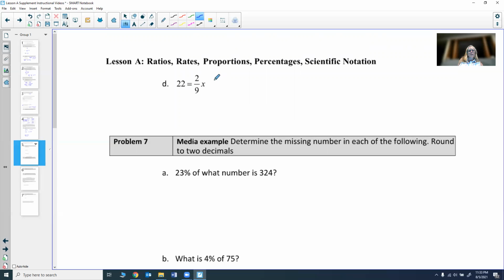Let's do 22 is equal to 2/9 x. In that case, again, I want to multiply both sides by the reciprocal of the fraction sitting in front of the x, because that's its coefficient. The coefficient is 2/9, which means I'm going to multiply both sides by 9/2. The 9/2 cancels the 2/9, so you're just going to get x on the right-hand side of the equation. 9/2 times 22: you can use a calculator, but you can also just see that 2 goes into 22 11 times, and 11 times 9 is 99.